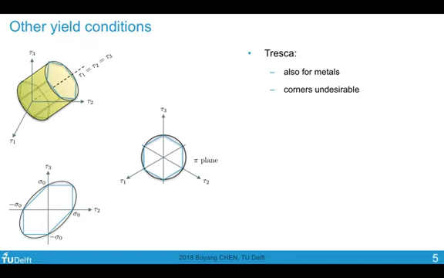Besides von Mises, there are other yielding criteria, such as Tresca, which is also very popular for metals. However, compared to von Mises, the Tresca criterion, first of all, is more conservative. It lies within the envelope of the von Mises criterion. Secondly, it has corners. This is, however, undesirable for numerical implementation because numerically we would like to have continuous, well-defined tangents and normals on this yielding envelope. This is not the case with Tresca.